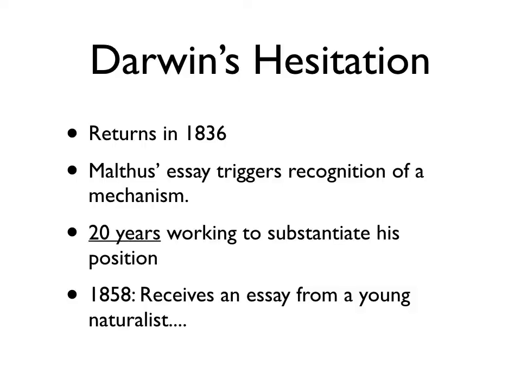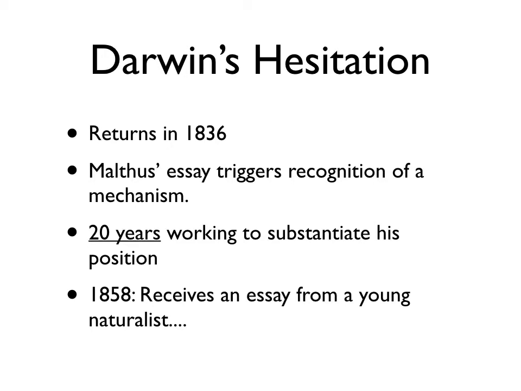Though he got back to England in 1836, it took him a long time to figure out what he had seen and synthesize his thoughts with respect to the change in organisms over time. But he did read an essay by an economist named Thomas Malthus, and that really helped him understand how populations change over time. And once he recognized this mechanism, he worked for a long time to try to get things in place so that he could present this radical new idea to the world.